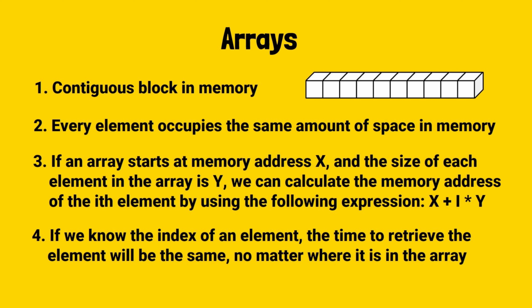And that works whether we want the first element in the array, or the 5,000th element in the array, or the 1,000,000th element in the array. All we ever have to do to get really quickly to that element is do that simple calculation to get the memory address. And this is made possible because of the first 2 points, because arrays are one large contiguous block in memory, and because every element in the array occupies the same amount of space in memory.